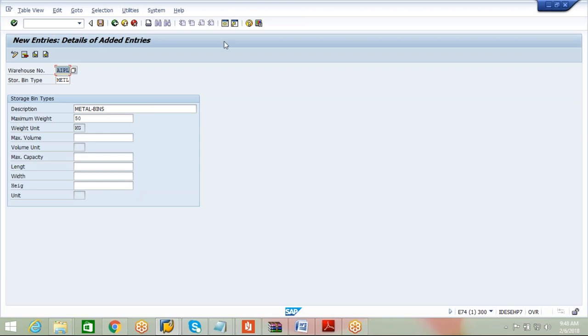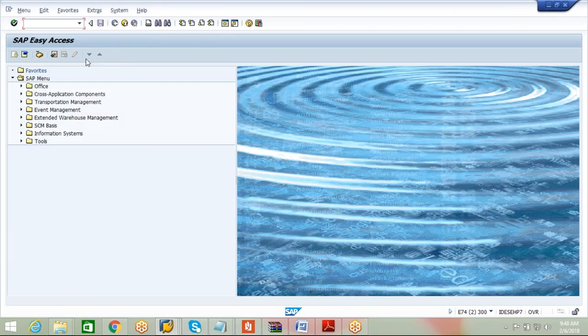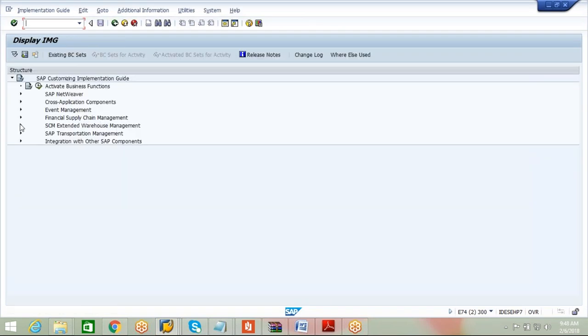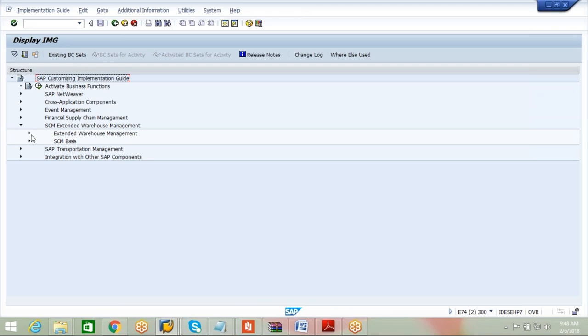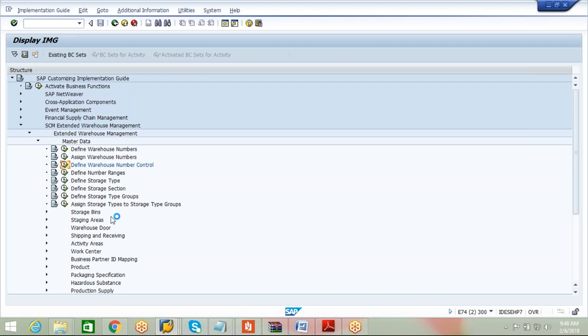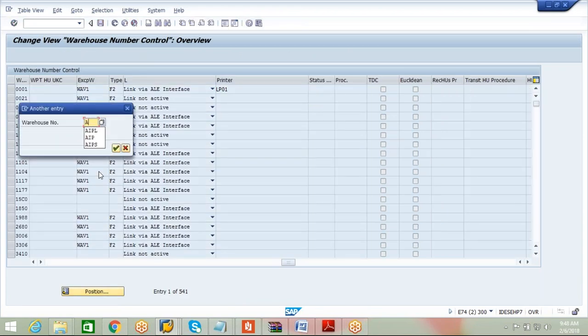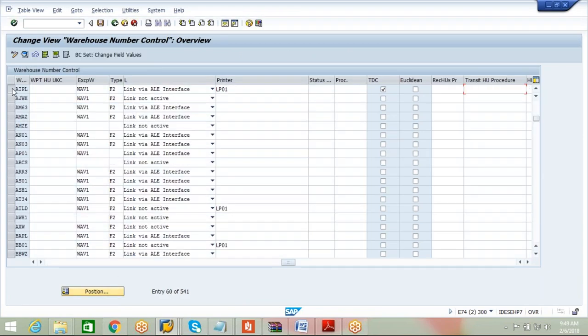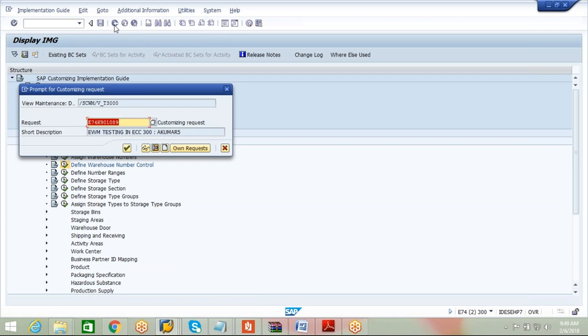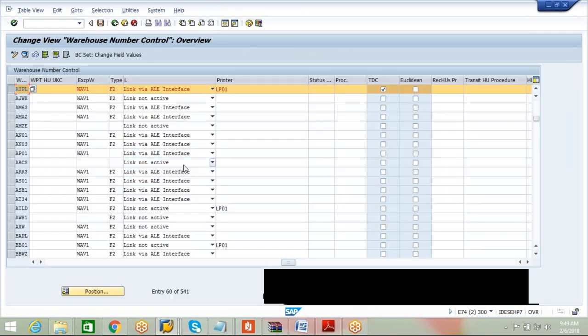If we recap the warehouse number control, we maintain some weight unit, volume unit, length unit, etc. Master data, define warehouse number control, go to AIPL. See here, I have given the weight unit as kg. That's why this kg is coming there. Say, for example, if I give LB here, what will happen during the bin type? We can check.